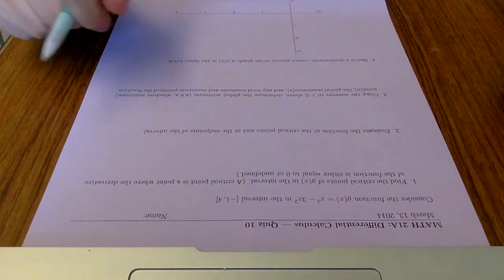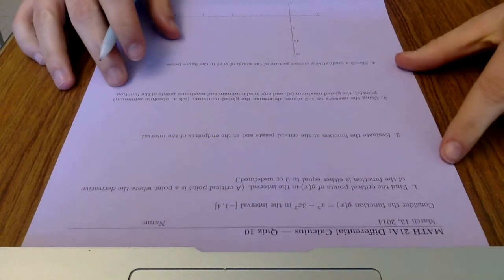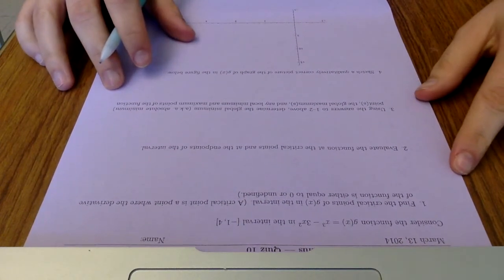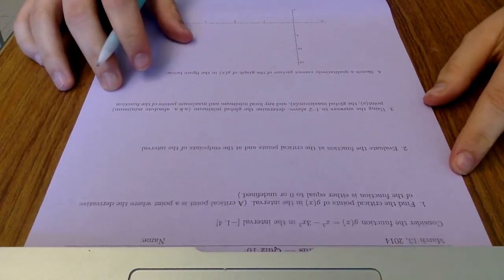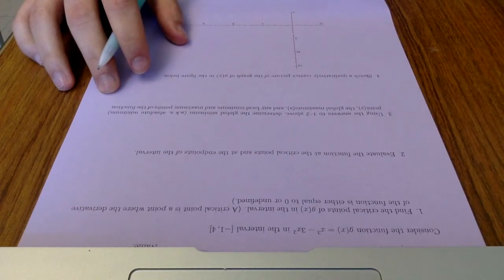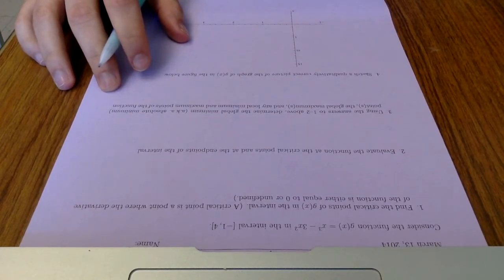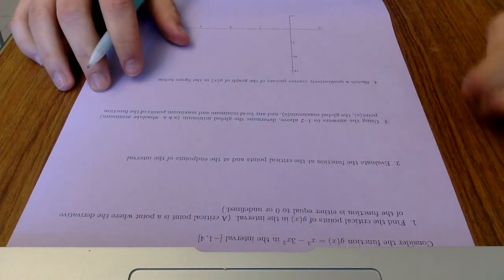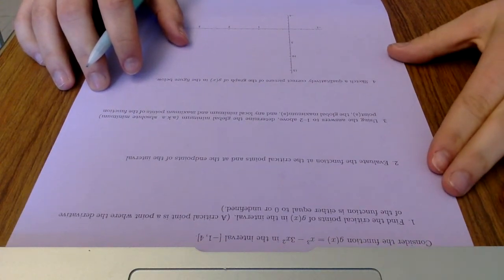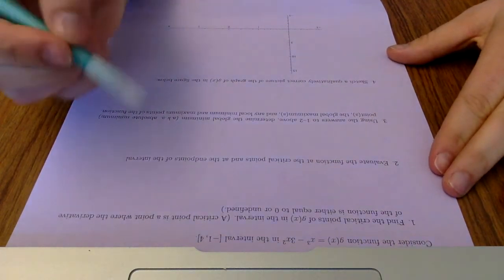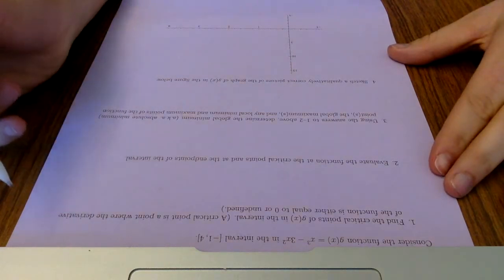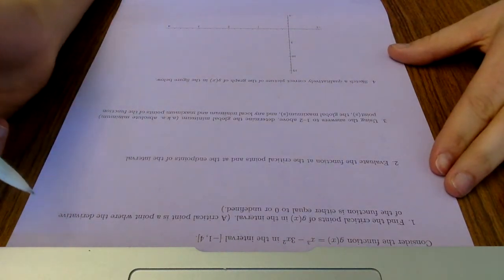Okay, this is quiz number 10. The question reads, consider the function g of x equals x cubed minus 3x squared in the interval from -1 to 4. The first question says, find the critical points of the function g of x in the interval. And they even say a critical point is a point where the derivative of the function is either equal to 0 or undefined. So right away we know we need to take the derivative.